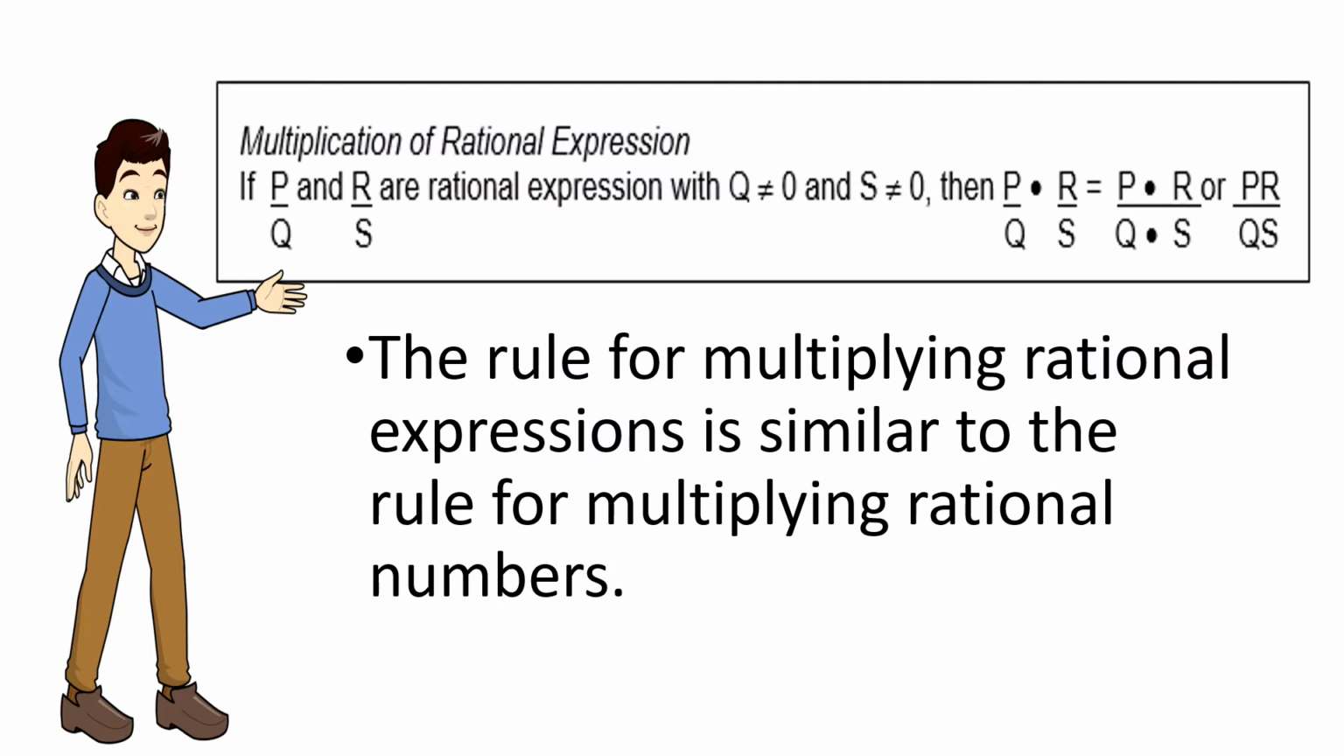So in multiplication of rational expressions, if P over Q and R over S are rational expressions with Q not equal to 0 and S not equal to 0, then P over Q times R over S is equal to P times R over Q times S, or PR over QS. The rule for multiplication of rational expressions is similar to the rule for multiplication of rational numbers or fractions.